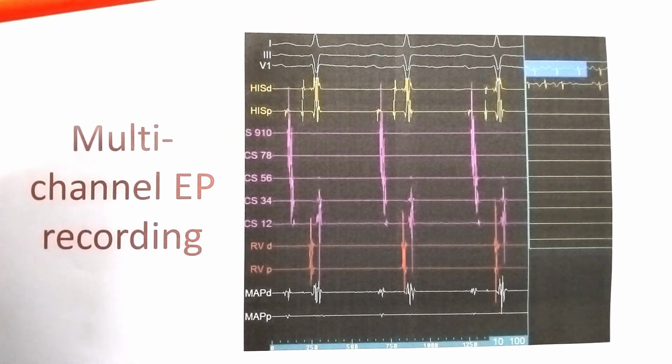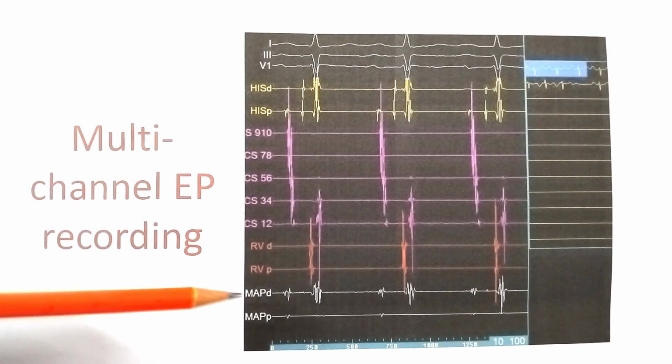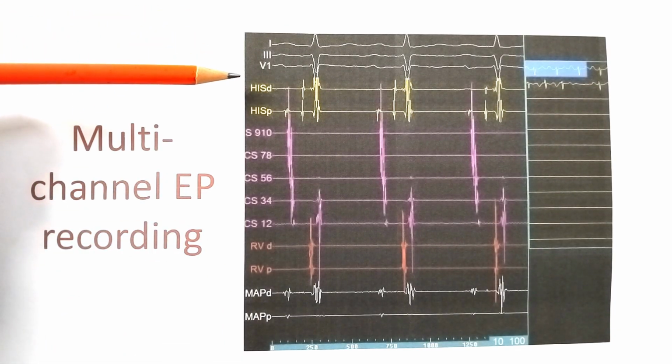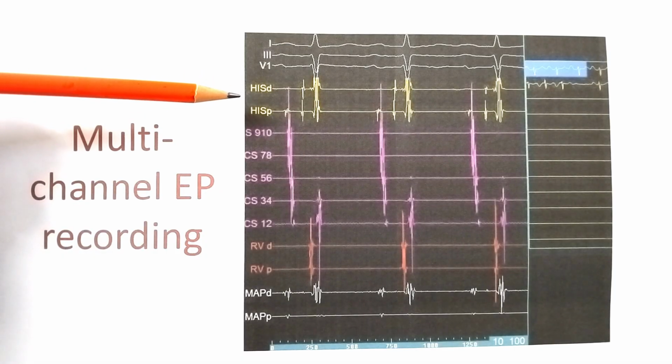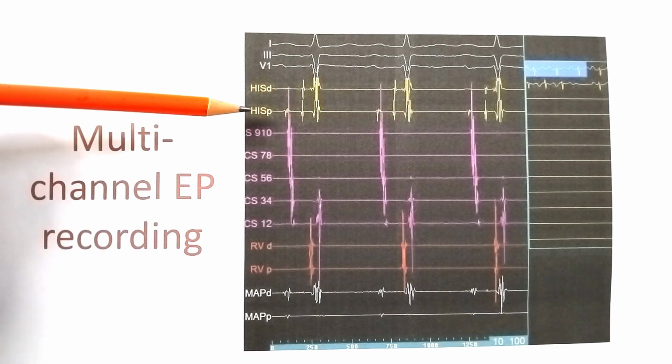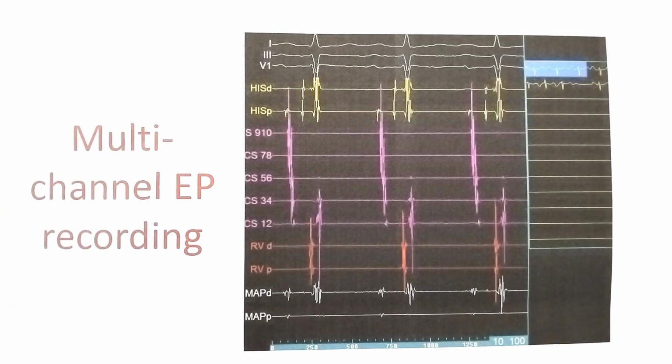And just as surface ECG has multiple lead combinations, there are other combinations here also. This is His distal, means His bundle recording at the tip. This is proximal, just before that. And this is electrodes 9, 10, 7, 8. This is from the coronary sinus. CS means coronary sinus. 5, 6, 3, 4, 1, 2. This is RVD, means at the tip electrode in the right ventricle. RVP is proximal, that is just before that.